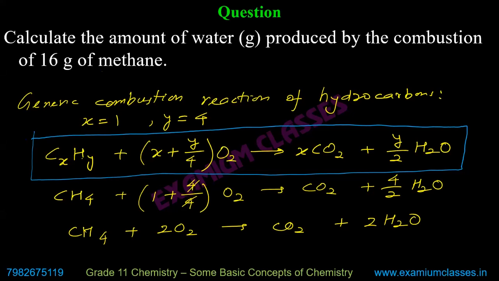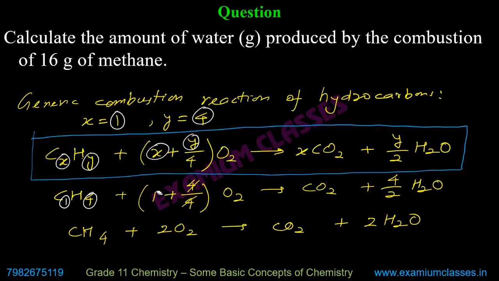Sir, I still didn't understand how x plus y by 4 came to be the coefficient of O2. First you understand what the values of x and y are. Did you get that? 1 and 4. So in place of x, I have substituted 1 because x is 1. In place of y, I have substituted 4. So it is 4 by 4, and 4 divided by 4 will be 1. And 1 plus 1 will be 2.